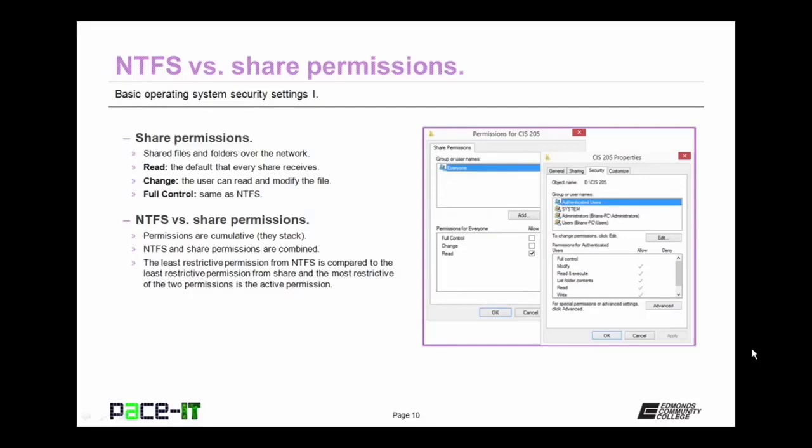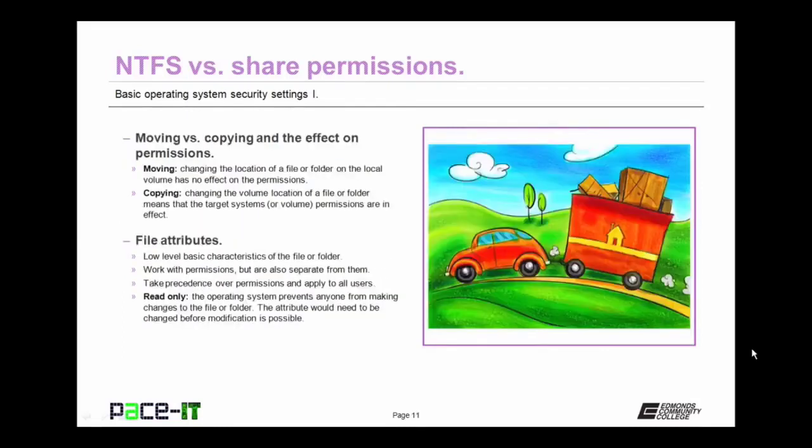NTFS and share permissions do combine. They're cumulative in nature. What happens is the least restrictive permission from NTFS is compared to the least restrictive permission from the share. These two are then looked at and evaluated, and the most restrictive of the two is the active permission.